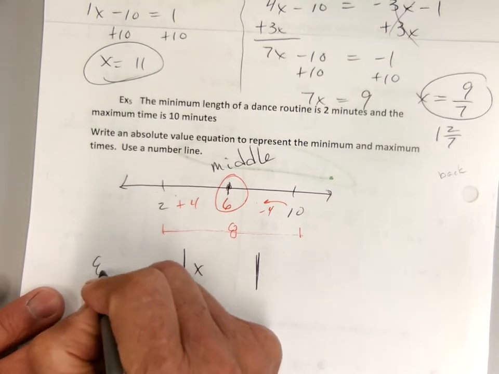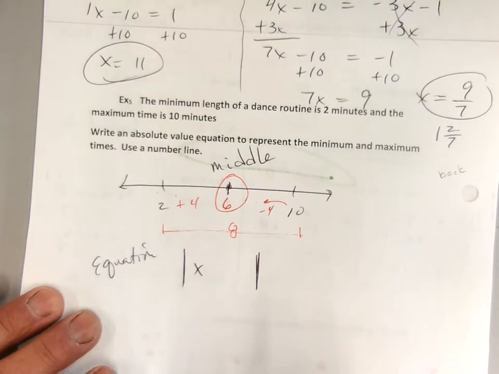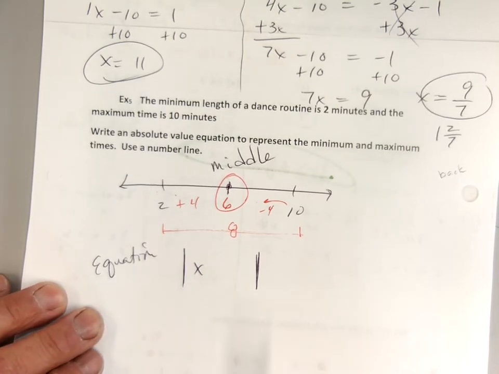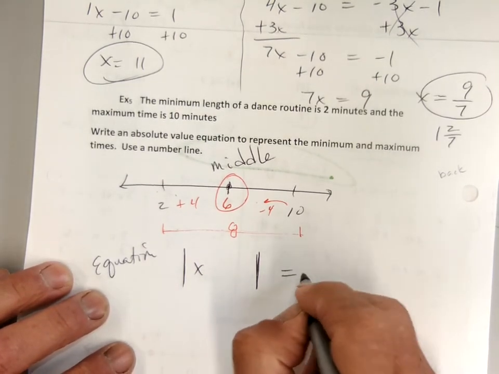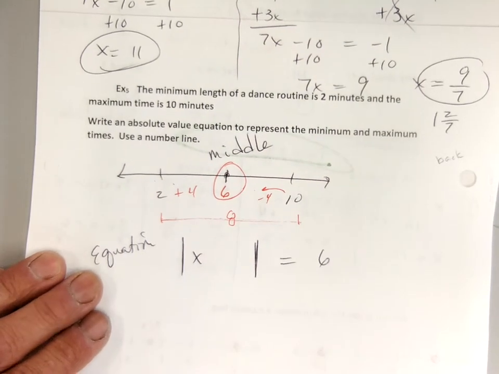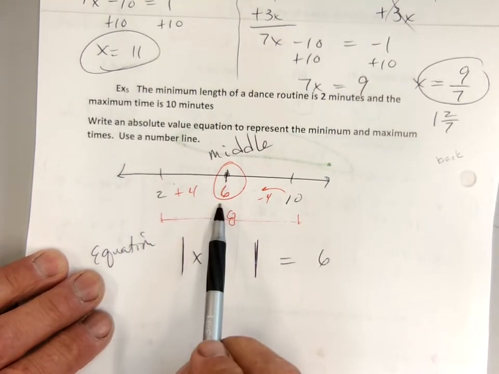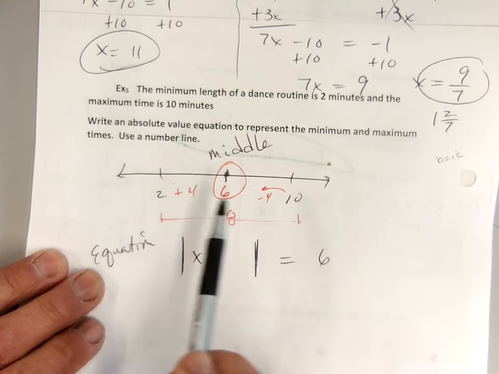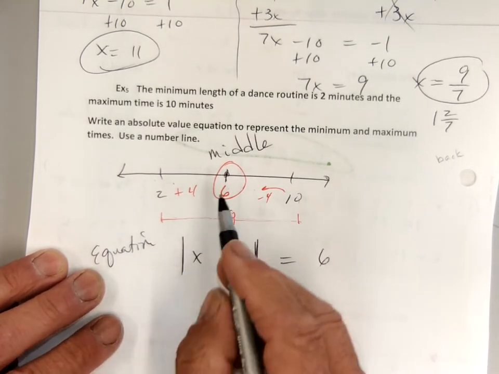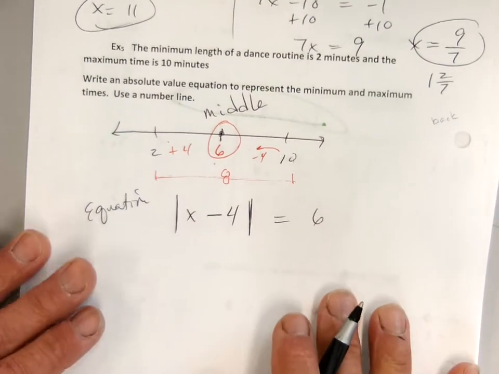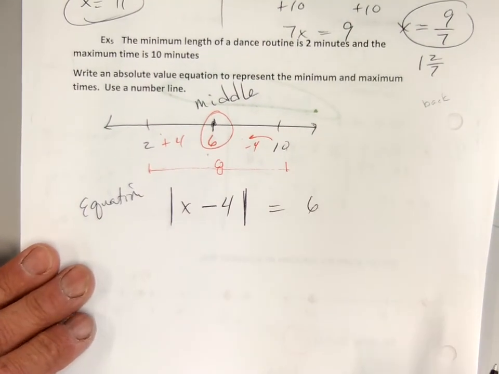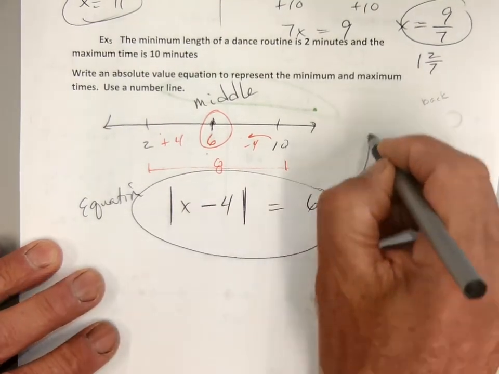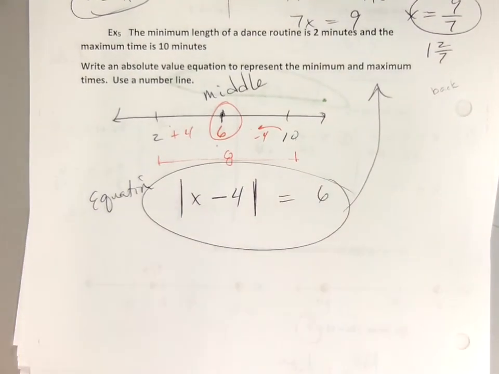Now, if we want an absolute value equation, absolute value of x, we have to get to our middle. And once we get to our middle, we would either add 4 or subtract 4 as an absolute value. So if I go minus 4 like this, I think this is the equation that represents the maximum. So let's test it. Yes? Negative 4, then it'll be for 10, and then positive 4 would be for 2, right? Yeah. You got it.